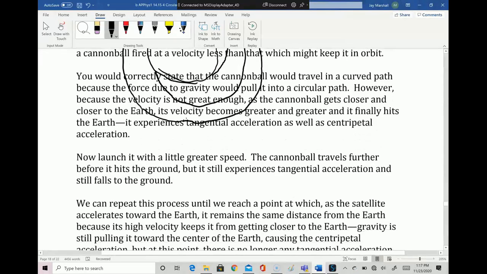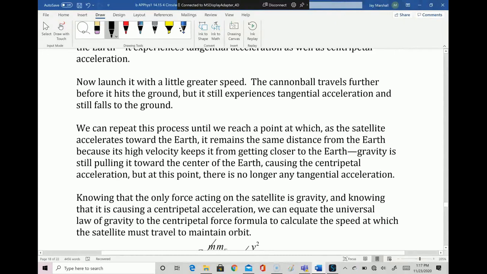If we launch it with greater and greater speed, the cannonball travels further before it hits the ground, but still experiences tangential acceleration, still falls to the ground. We can reach a point at which, as the satellite accelerates towards the Earth, it remains the same distance from the Earth because its high velocity keeps it from getting closer to the Earth. Gravity is still pulling it towards the center of the Earth, causing its centripetal acceleration. But at this point, there's no longer any tangential acceleration.